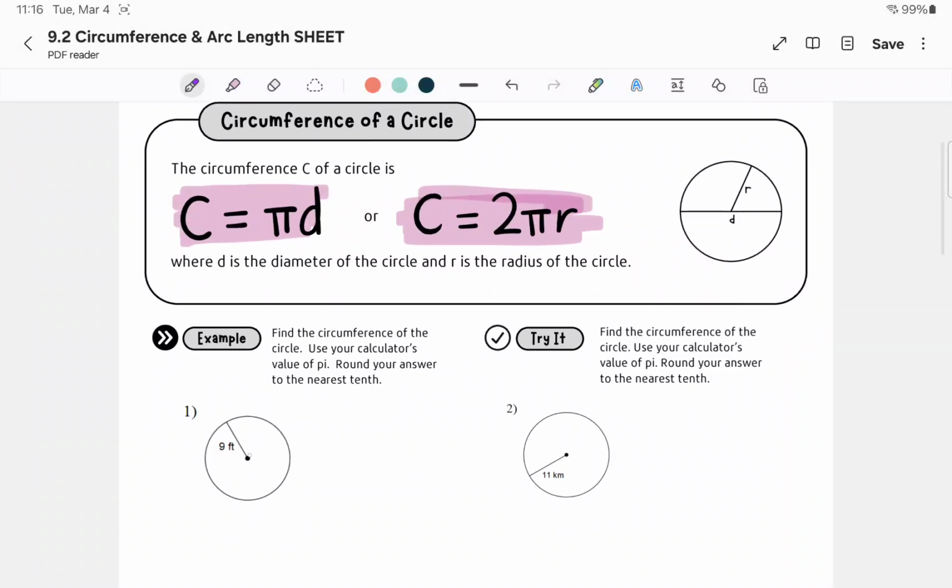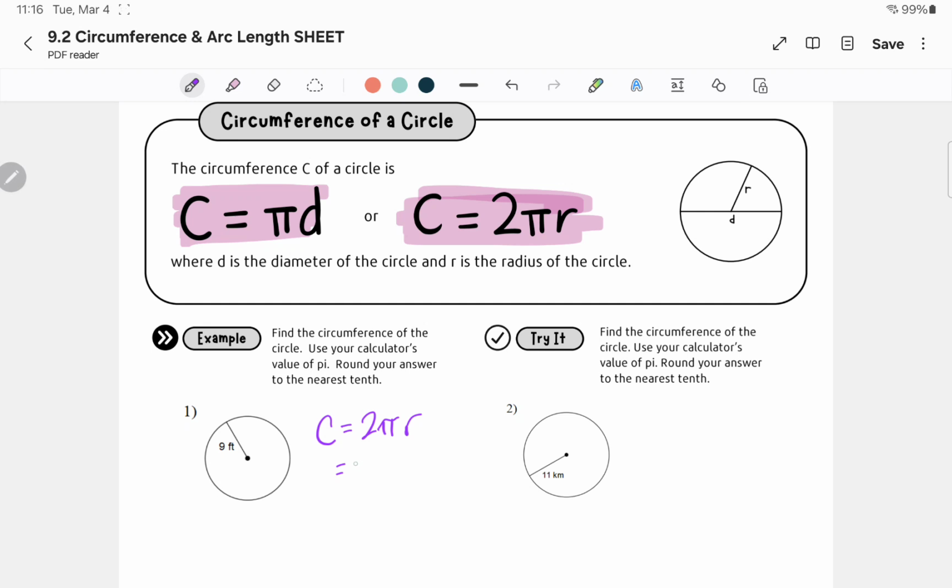So in number 1, are they giving us the radius or diameter? It is the halfway one, so it's the radius. So which formula are we going to be using? The one with R in it. So let's write that down. C equals 2 pi R. And then all we have to do is fill in the formula, grab our calculator, and solve.